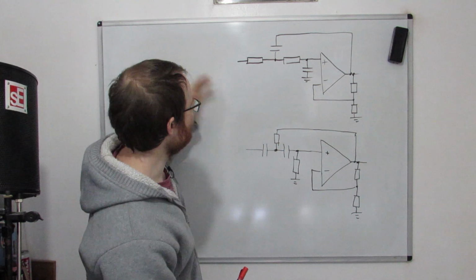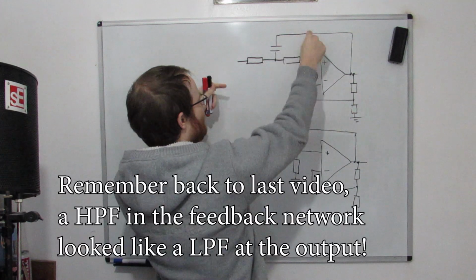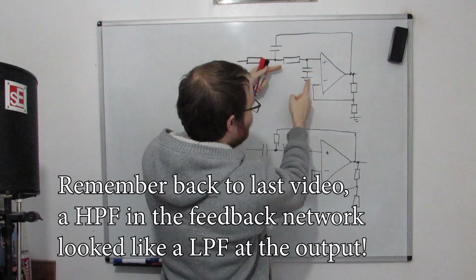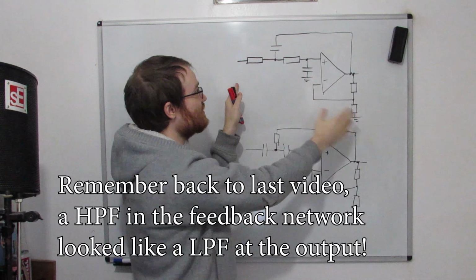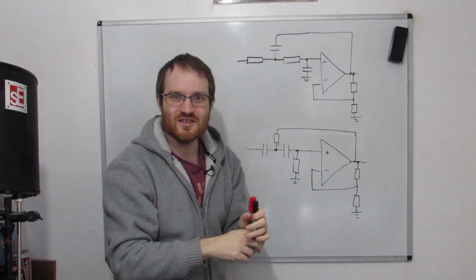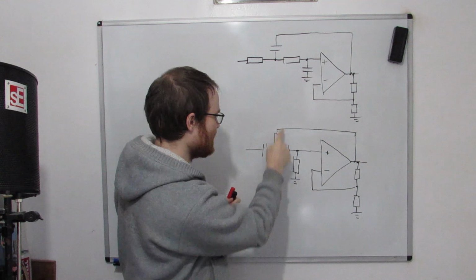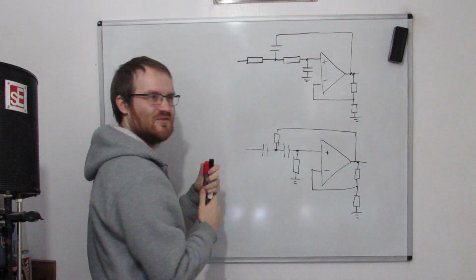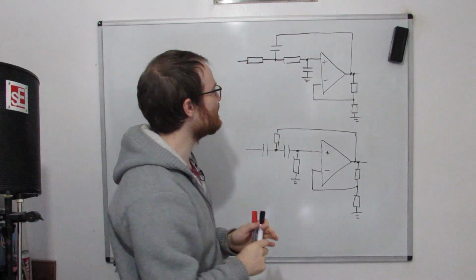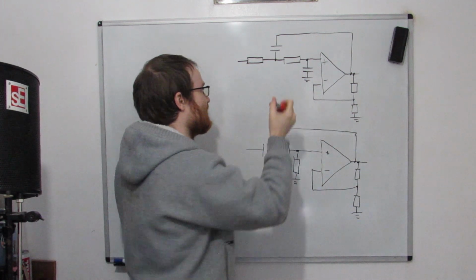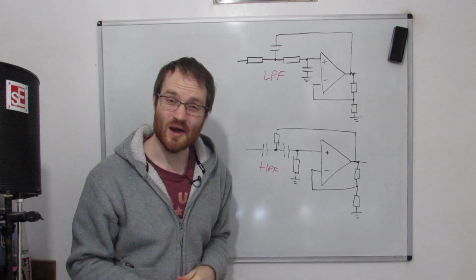But you can see here we've got a high pass in the feedback and a low pass here, and this is a low pass filter, so that makes it into a two-stage low pass filter. And you've got the inverse here: a high pass filter here, and a low pass filter feeding back here. Let's not worry too much about it, but I will just tell you that this is a low pass filter and this is a high pass filter.